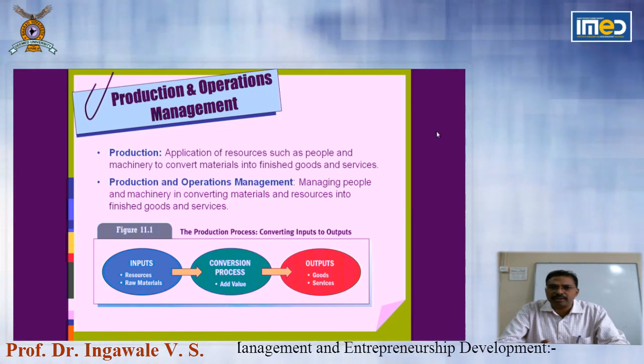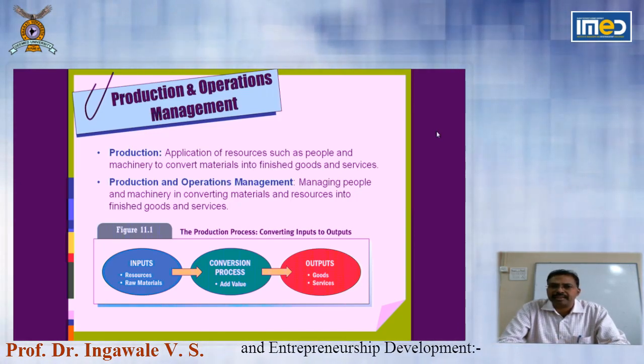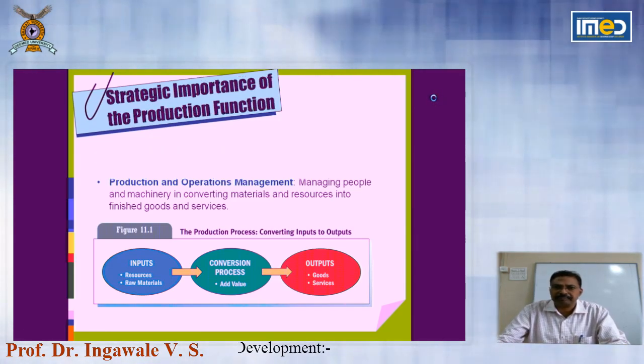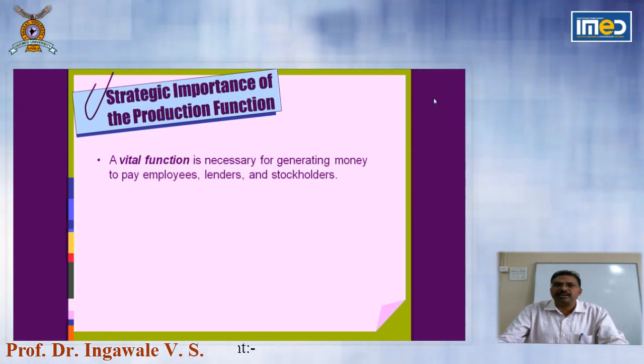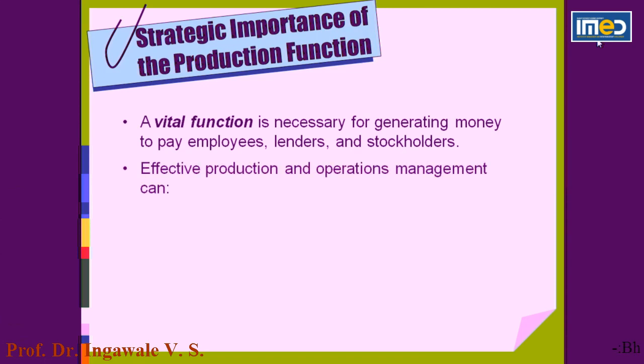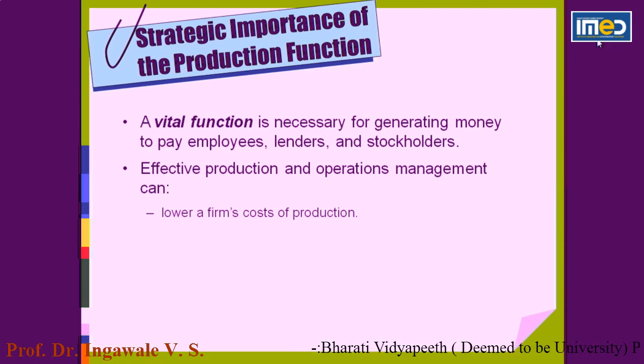We'll define production and operations management as managing people and machinery in converting materials and resources into finished goods and services. Then we'll see the strategic importance of the production function. This is a very important, vital function, necessary for generating money to pay employees, lenders and stockholders. Effective production and operations management can lower the firm's cost of production, as we already discussed, since the production concept totally focuses on cost reduction techniques.